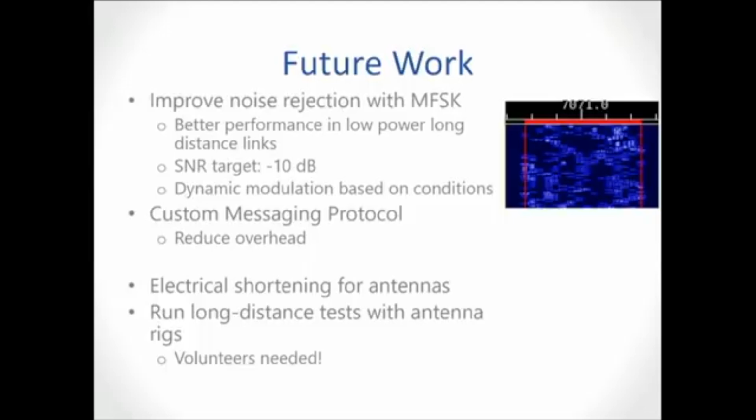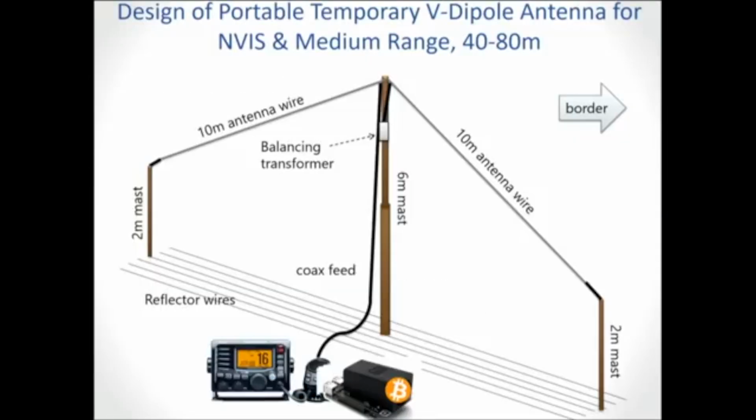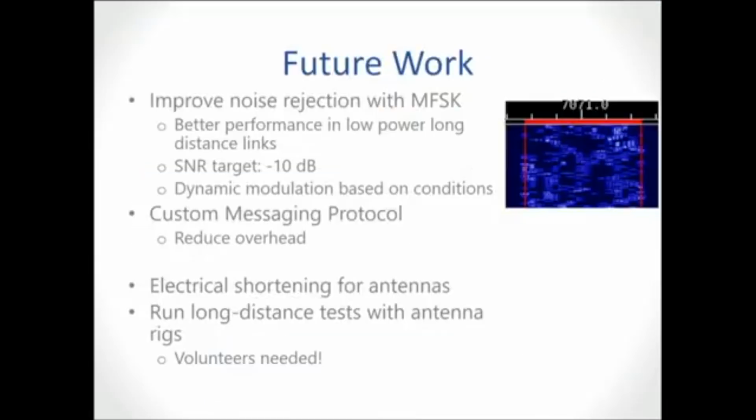And we did just a first pass messaging protocol. So there's some redundancy that we can reduce out of the messaging protocol between the Bitcoin part of it and the radio wrapper. And electrical shortening for antennas, as I showed, is certainly doable, but it's not the most user-friendly thing in the world to set up. This is, by the way, portable, but it's also temporary. It won't probably last in a tropical storm wind.